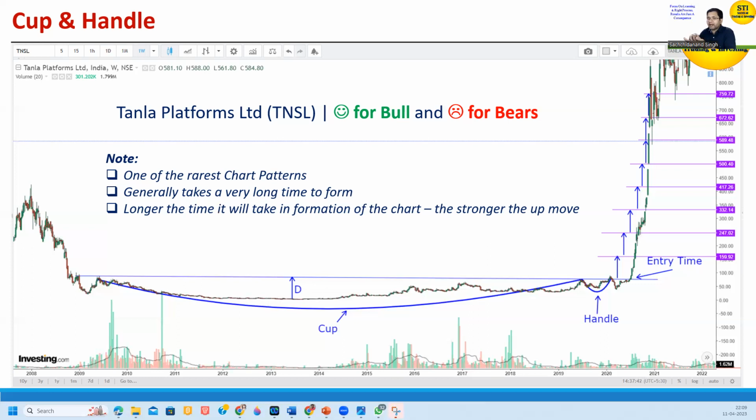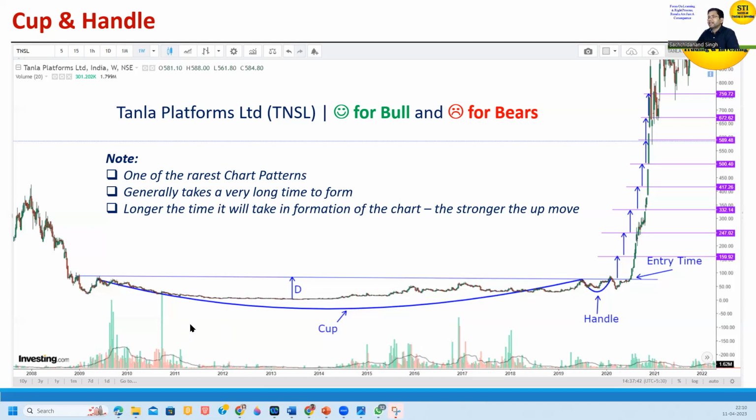we keep the cup on a small plate, and then the handle of that cup. Someone can say it is more of a plate rather than a cup, but whoever invented this particular chart pattern named it cup and handle, and out of respect for his invention, we continue with that.